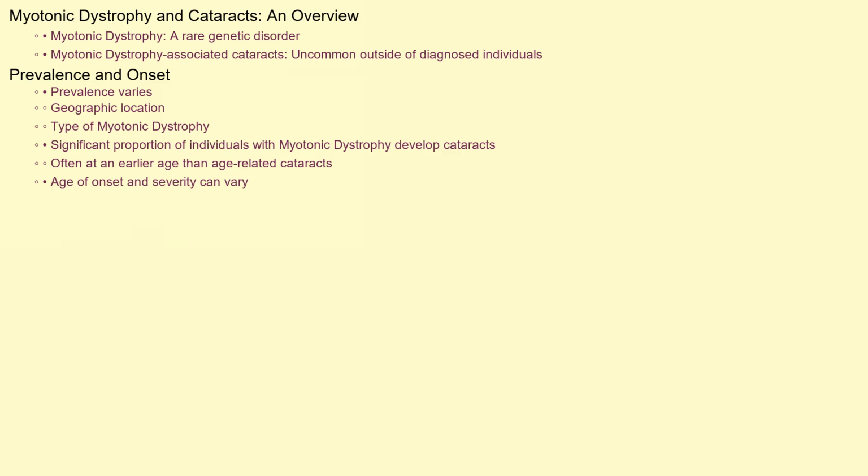Myotonic dystrophy is a relatively rare genetic disorder. Consequently, myotonic dystrophy-associated cataracts are also not commonly encountered outside of individuals diagnosed with myotonic dystrophy. Prevalence varies depending on geographic location and the specific type of myotonic dystrophy. It is estimated that a significant proportion of individuals with myotonic dystrophy will develop cataracts, often at an earlier age than those with typical age-related cataracts. The specific age of onset and severity can vary considerably.